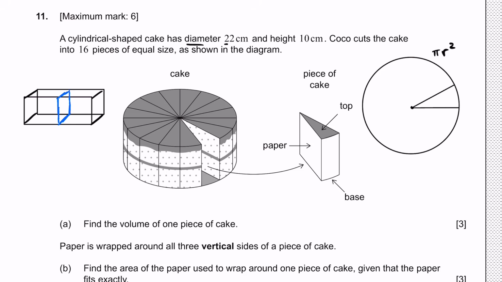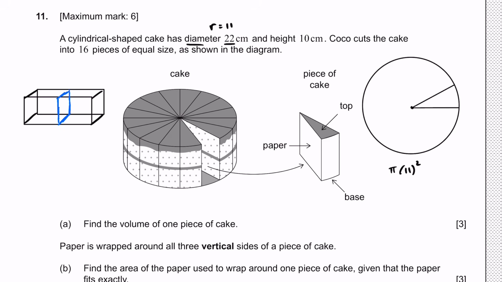They only give us a diameter here. It's 22 centimeters, but we know that the radius is half of a diameter. So in this case, r would be equal to 11. If we wanted to find the area of this whole top portion, we could use the area of a circle, pi r squared, and we could say pi times 11 squared. That would give us the area of this circular portion right here, this whole top of this cake.